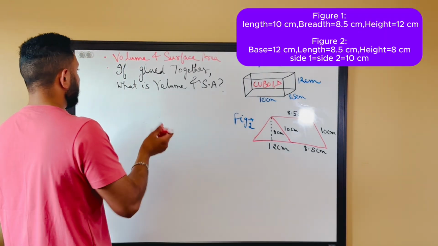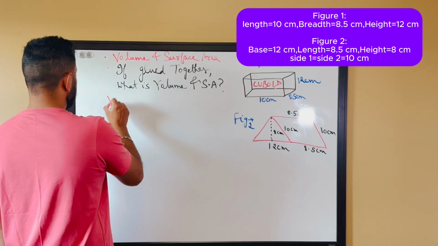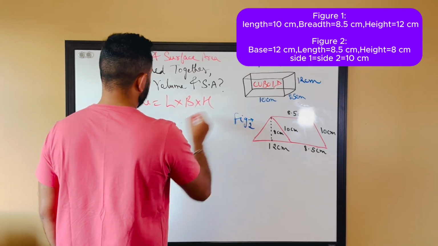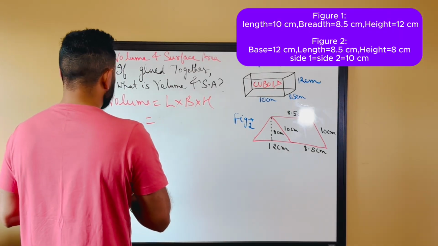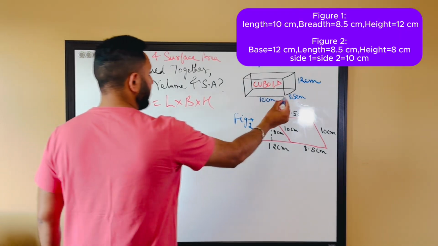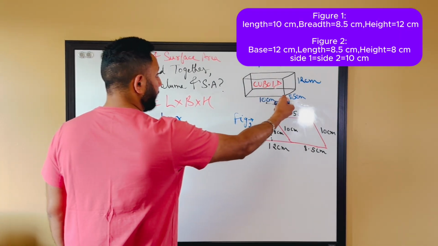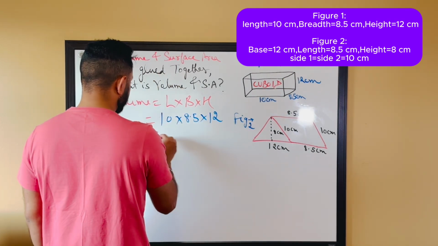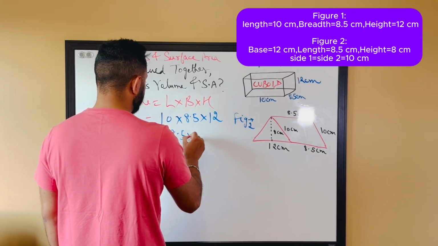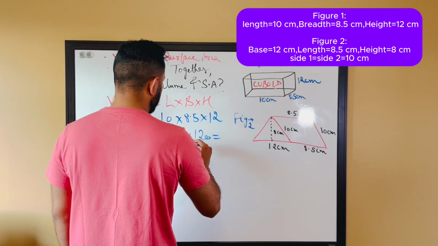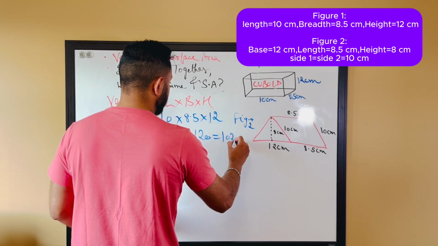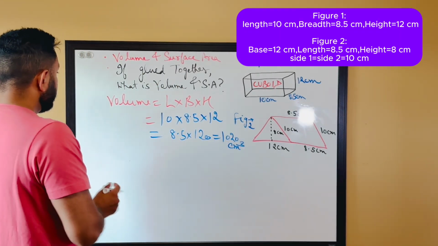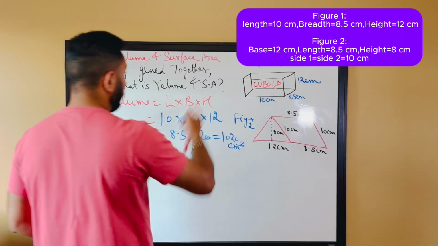And the formula for the volume of the cuboid is length into breadth into height. So put the values here. The length is 10, the breadth is 8.5, and the height is 12. So 8.5 into 120 comes out to be 1020 centimeter cube. So this is the volume of figure 1.